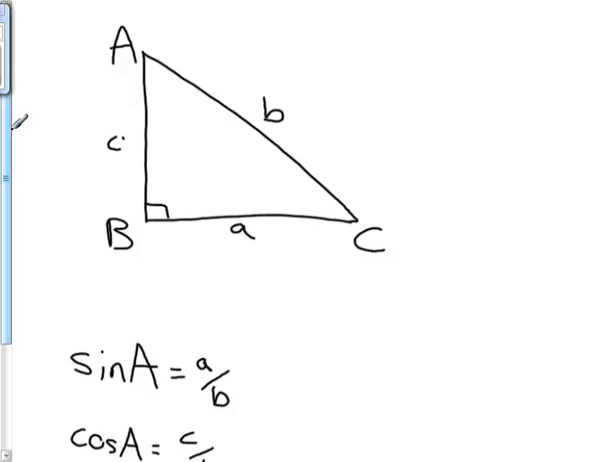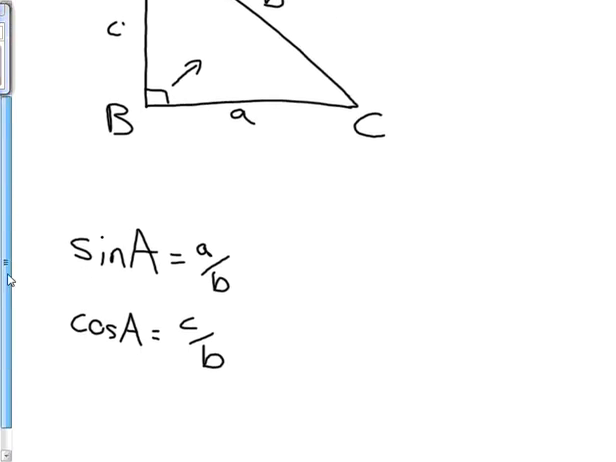And when we do cos of angle A, it's the adjacent side. So that's the side running along, adjacent to angle A, and the hypotenuse. So that's C over B. The hypotenuse is always the one across from the right angle. That's always the hypotenuse.